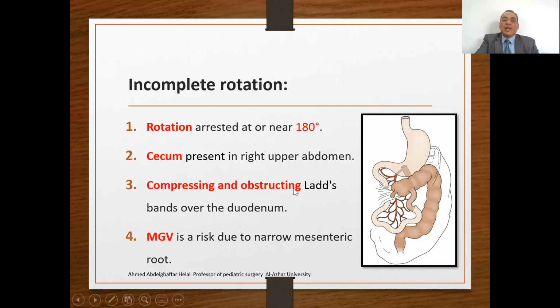In incomplete rotation, the normal rotation is arrested at or near 180 degrees. The cecum will be present in the right upper abdomen with an associated compressing and obstructing Ladd band, an abnormal band attaching the cecum to the lateral abdominal wall, compressing the duodenum and causing duodenal obstruction. Midgut volvulus is a risk due to the narrow base of mesentery. The distance between the cecum and the DJ junction will be very small, so this puts the small intestine at risk for volvulus. This is the first type, incomplete rotation.